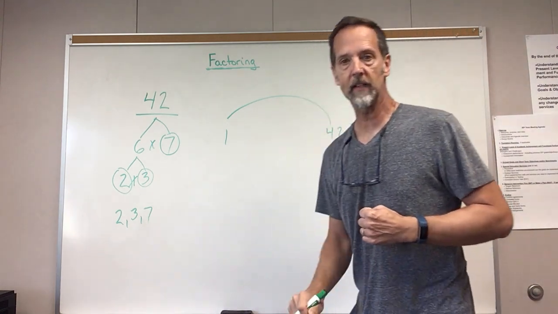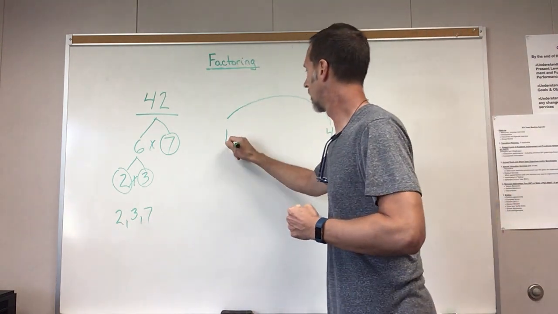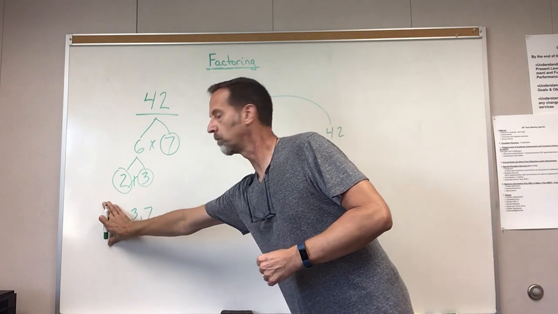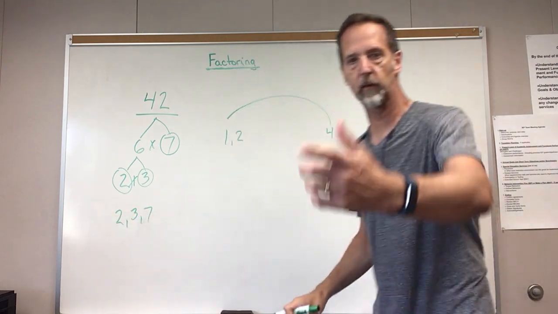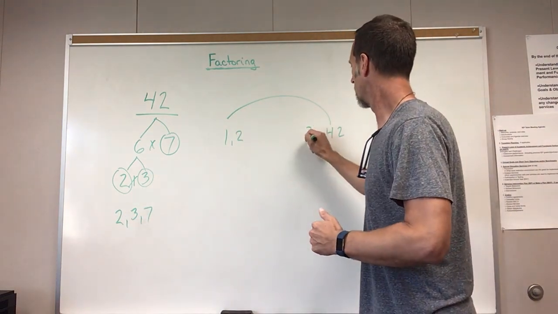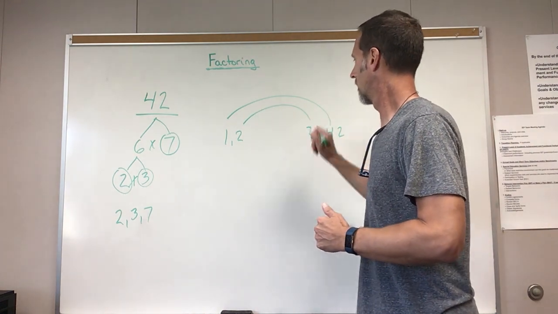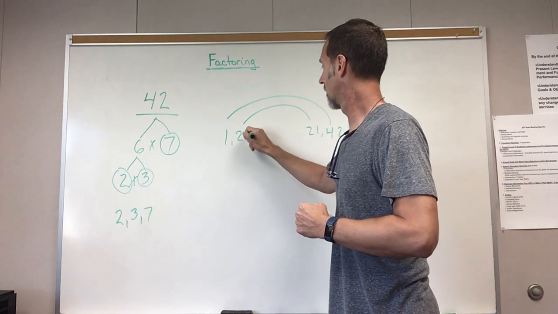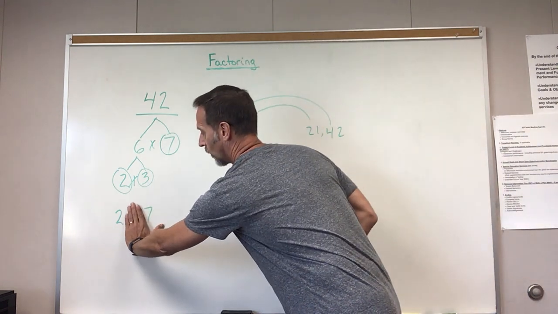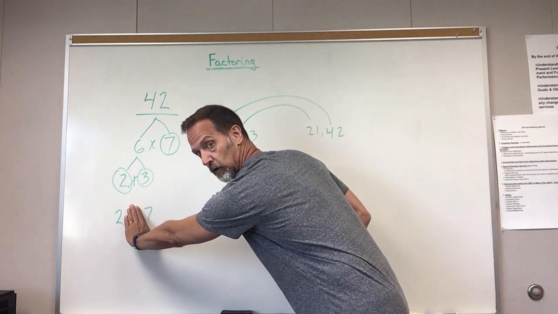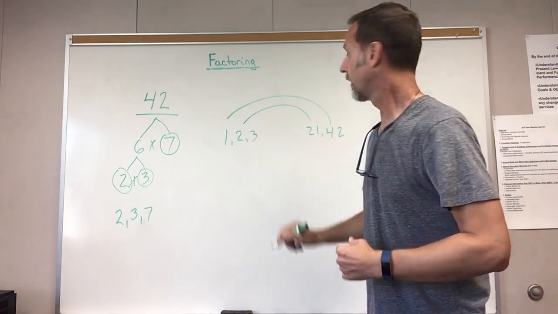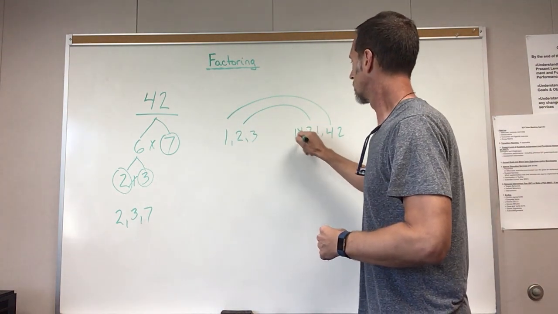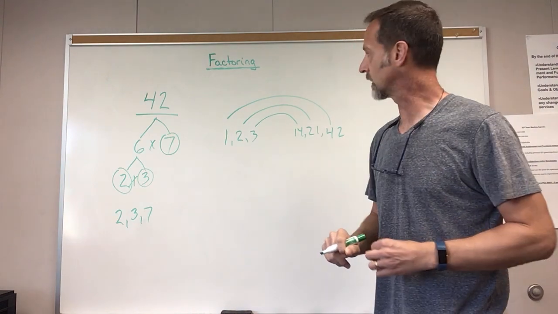Is there a 2 in my list? There is, right here. Cover the 2, multiply the other numbers. 3 times 7. What's 3 times 7? 21. Okay, is there a 3 in the list? There is. Cover the 3, what do you multiply the other numbers? 2 times 7. What's 2 times 7? 14. So 3 times 14 is 42.